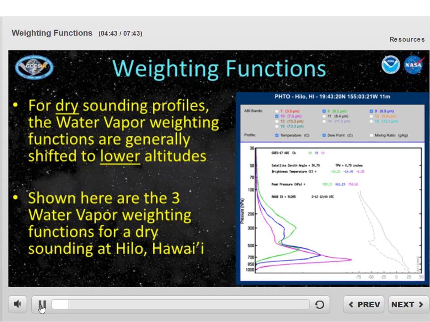In dry sounding profiles, the water vapor weighting functions are generally shifted to lower altitudes. The plot on the right shows the water vapor weighting functions for a sounding at Hilo, Hawaii, where the middle troposphere is unusually dry due to the presence of a subtropical ridge. Note that there are secondary weighting function peaks near the 300 hectopascal pressure level. Increasing moisture aloft was absorbing and then re-emitting some of the upwelling infrared information.